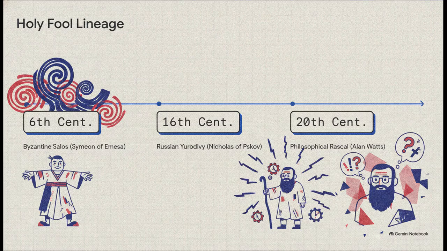We can trace the lineage of the holy fool across completely different eras. These tricksters acted as necessary glitches to interrupt a frozen societal operating system. We're talking about the Byzantine Salos in the 6th century, the Russian Yurodivye in the 16th century, all the way up to the philosophical rascals of the 20th century. These individuals specialized in holy lunacy. They broke the rules on purpose just to keep the system breathing.